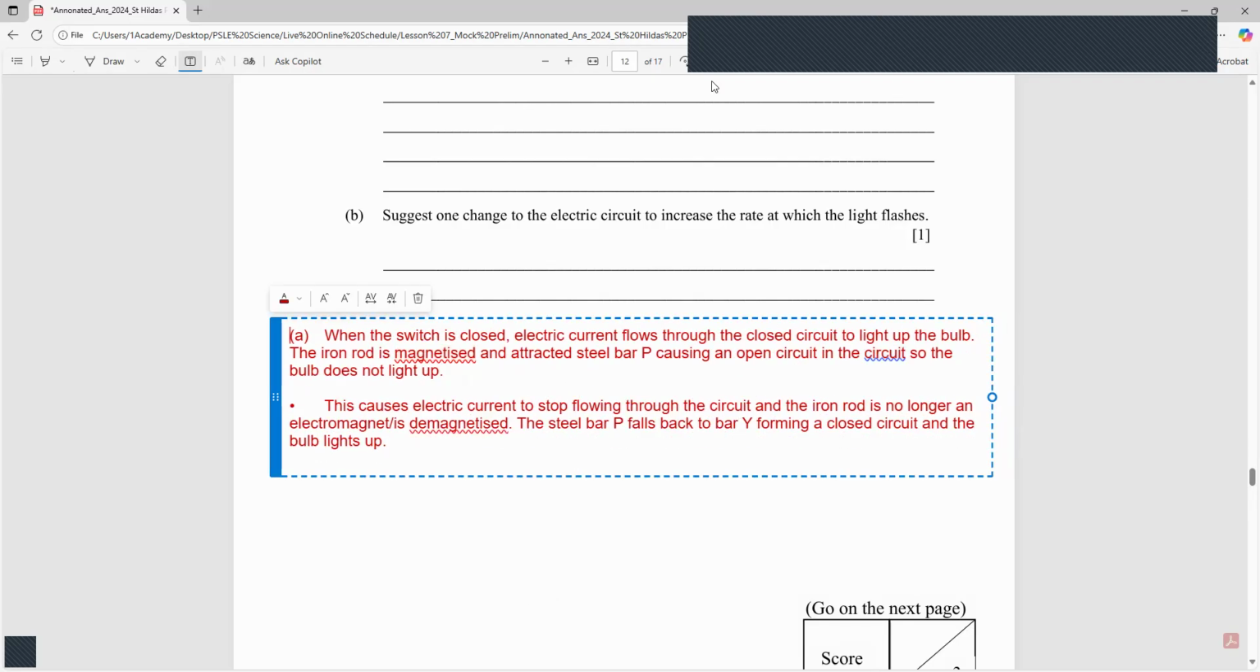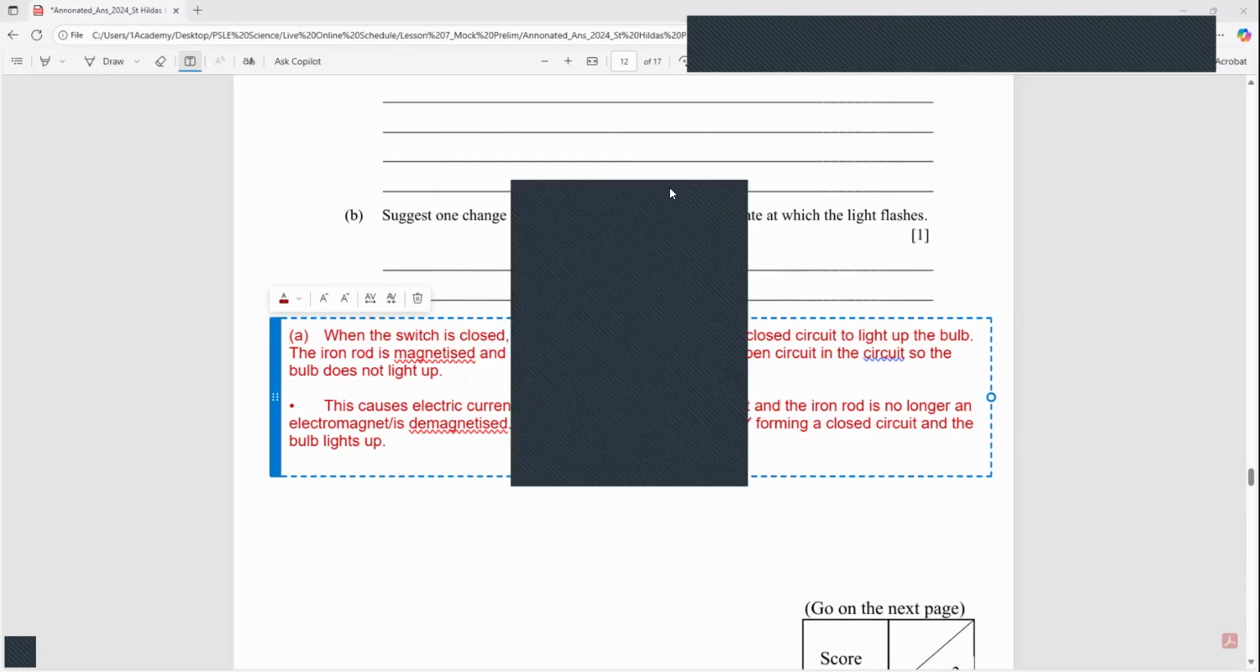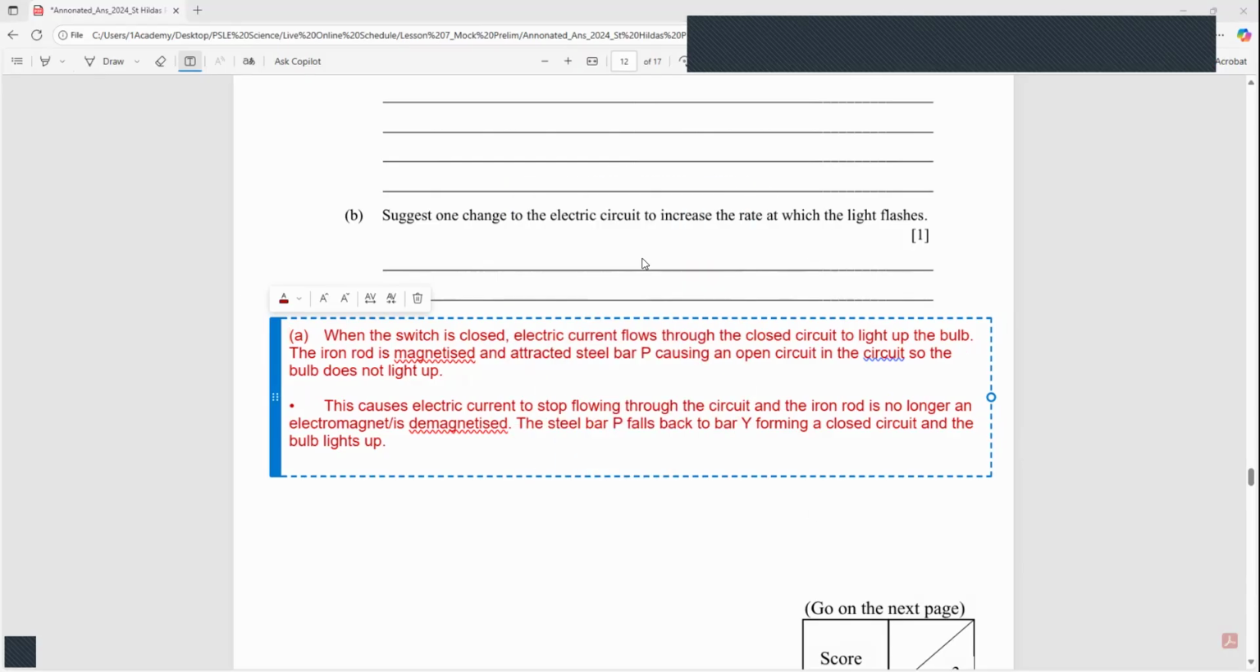Okay, I remain here, then I screenshot, easier to see. So this is part A. Part B: suggest one change to the electric circuit to increase the rate of flashing. This one is a bit tricky. There are three possible ways. You can increase the number of coils, increase the number of batteries, or reduce the distance between the iron and steel bar. The last one is actually the easiest, but somehow most students can't think of this method.